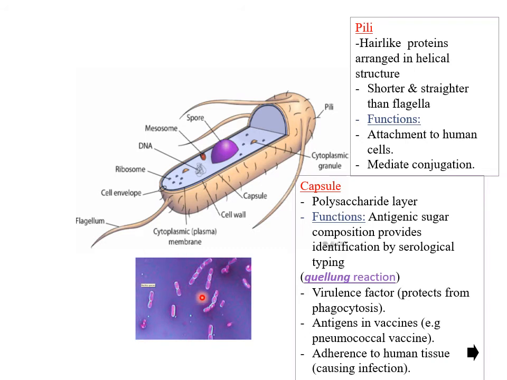So in this picture, you can see what I mean by the capsule. This bacterial cell is pink, and it's surrounded by a layer which is lighter in color, so it's a de-staining of the capsule.